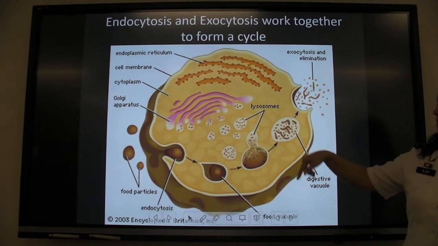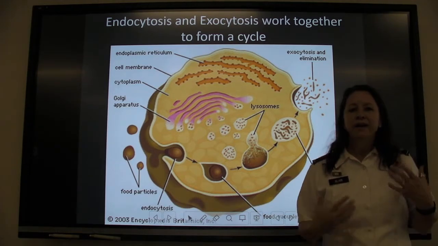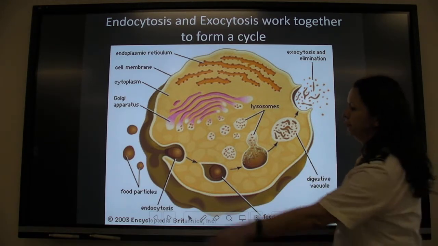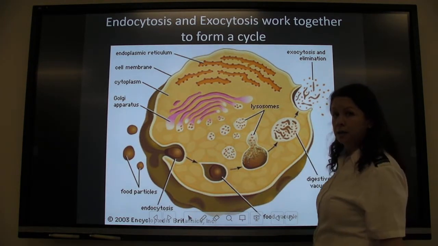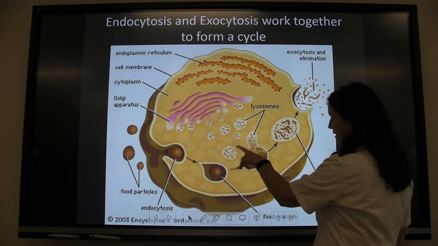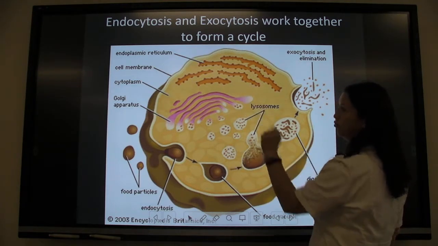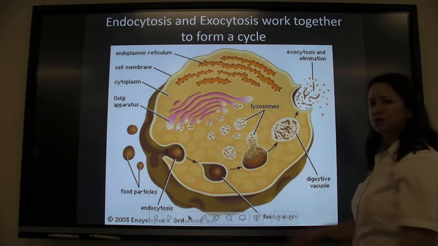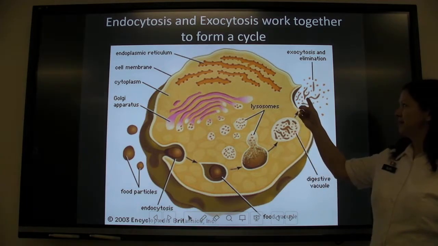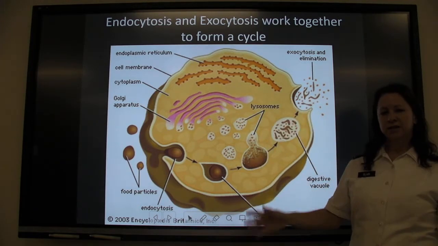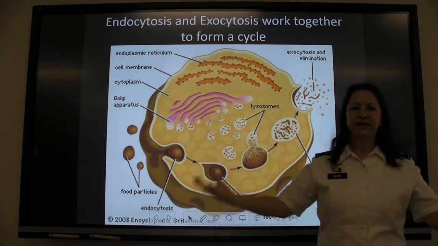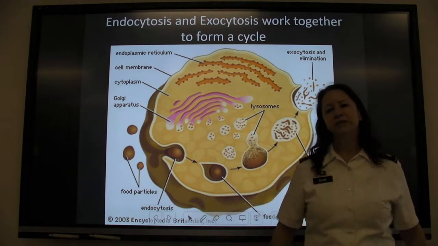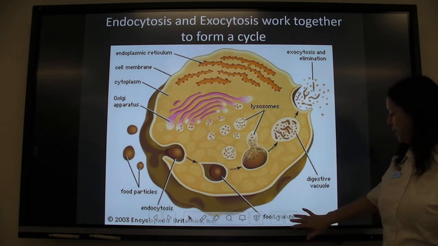When you put the 2 processes together, it works kind of like your digestion. All right, food particles are surrounded and taken into the cell by endocytosis. The cell can break them down and get the nutrients out. What's left over is waste. Waste attaches and exocytosis gets rid of it. All right? So it's a cycle that the cells use to get in nutrients and stuff and then get rid of the waste from them. All right? Hope that all makes sense.